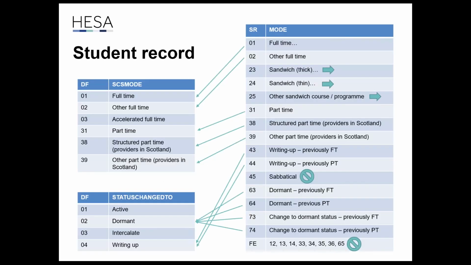So just to draw it up, it's a bit overwhelming. What I've basically got here is the student record codes on the right-hand side and the data features equivalent, just to show you where things have moved around. So we've got the full-times and the part-times all moving into the mode field. And as I said, the writing up and the dormancy codes have moved into the session status entity at the bottom left there. So sabbatical and FE codes have disappeared. That's why they've got the little circle symbol on. And the sandwich codes have been moved into a different field.